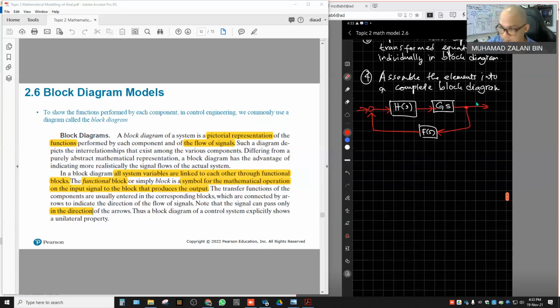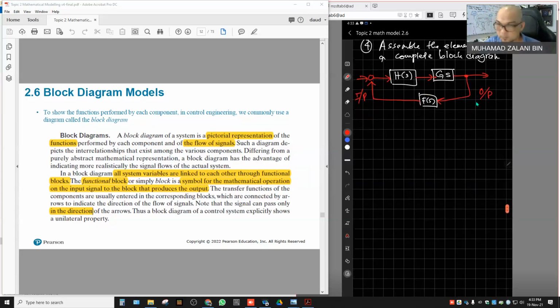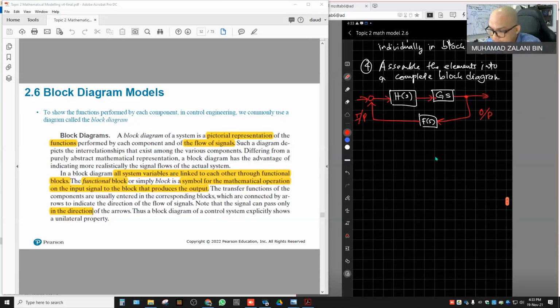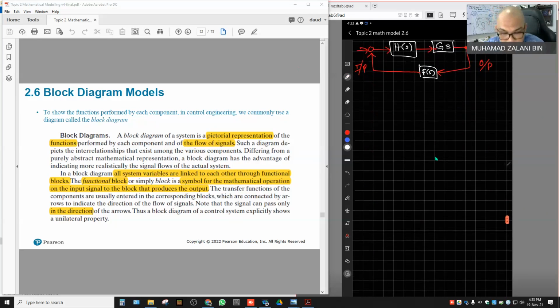So this is the input, and the other side is the output. To make this clear, I'm going to show you this whole procedure based on an example, which is the example of the RC circuit. In this example, we will try to solve a problem related to the RC circuit.